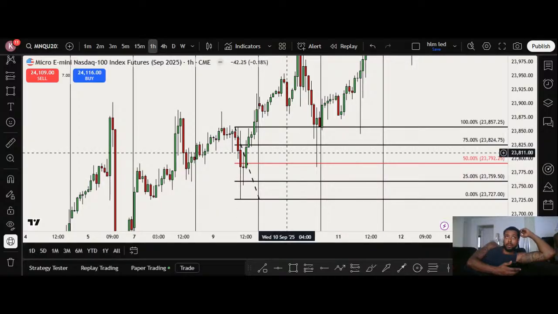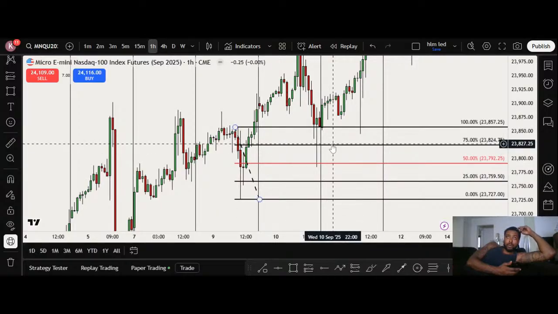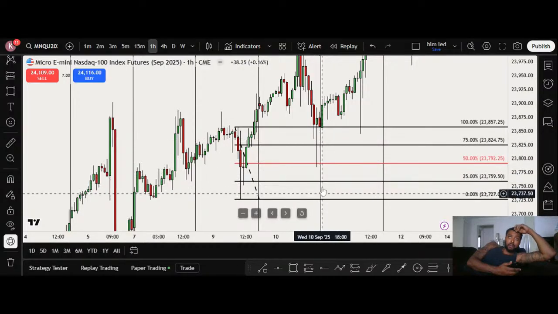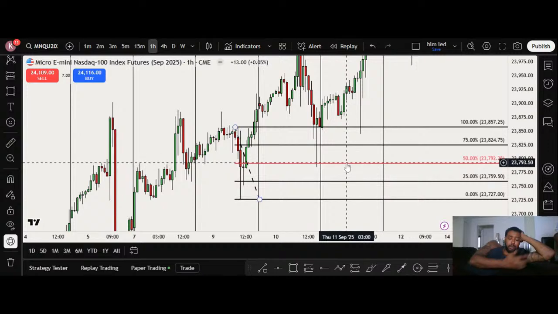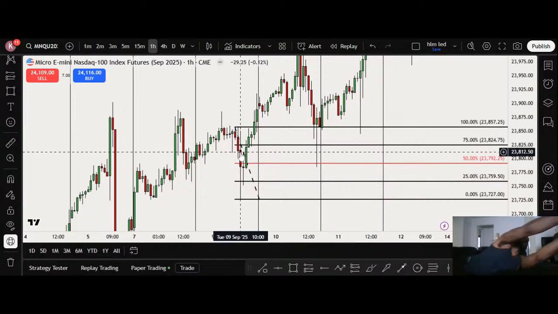I'm on an hour time frame right now. It don't matter what time frame you're on. You do not want to see no body closes in the bottom half, the bottom quadrants below 50% of the order block.